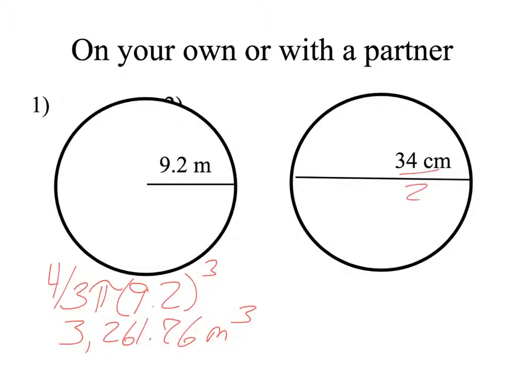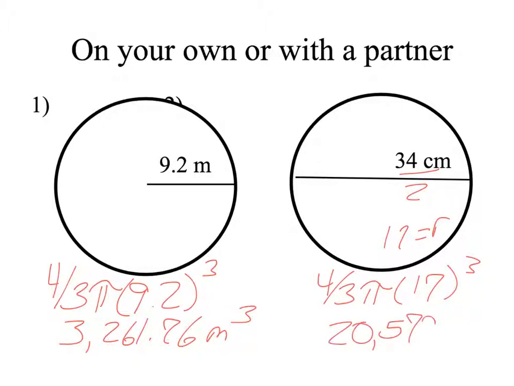Here I have my diameter, so I'm going to divide by 2. I'm going to get 17 equaling my radius. So 4/3 pi times 17 cubed. And we're going to end up with 20,579.53 centimeters cubed.